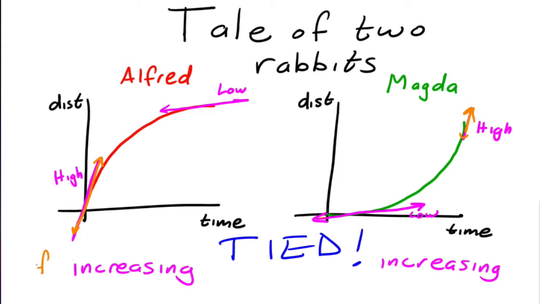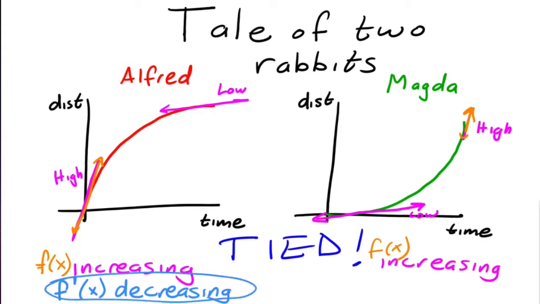the function is increasing and the function is increasing, the slope of the tangent line, let me use a different color actually. Let's do blue. The slope of the tangent line, or the derivative, is in this first case decreasing. The derivative, or the slope of the tangent line for Alfred, is decreasing. Even though the distance itself is increasing, the slope of the line is decreasing. And then here for Magda, the slope of the tangent line or the derivative is increasing.